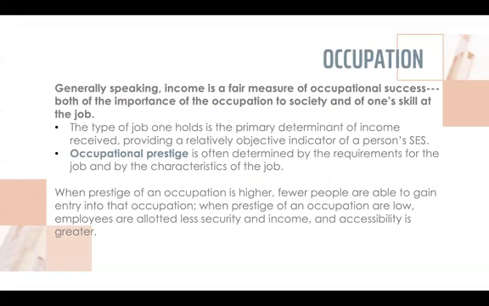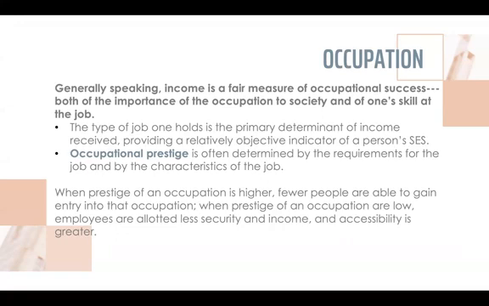So occupation, what does that mean? When we're talking about occupation, how does that align with the person's socioeconomic status? Well, generally speaking, we know that income is connected to a person's occupation, right? And income is also a fair measure of how we're making sense of occupational success. So there is importance in the occupation to society and also to one's skill set connected to that particular job. We know that the type of job that one holds is going to be the primary determinant of the kind of income they're going to receive, right? But also relative to that is the occupational prestige associated with said occupations.